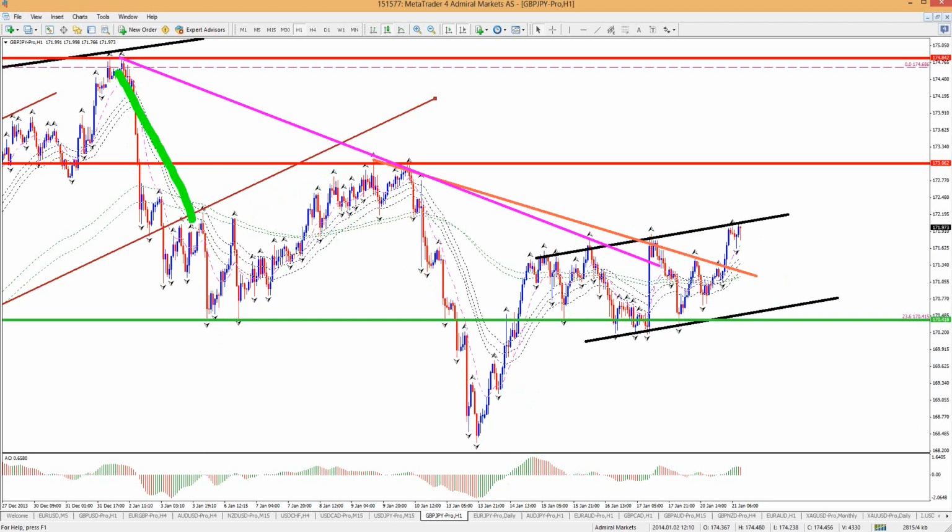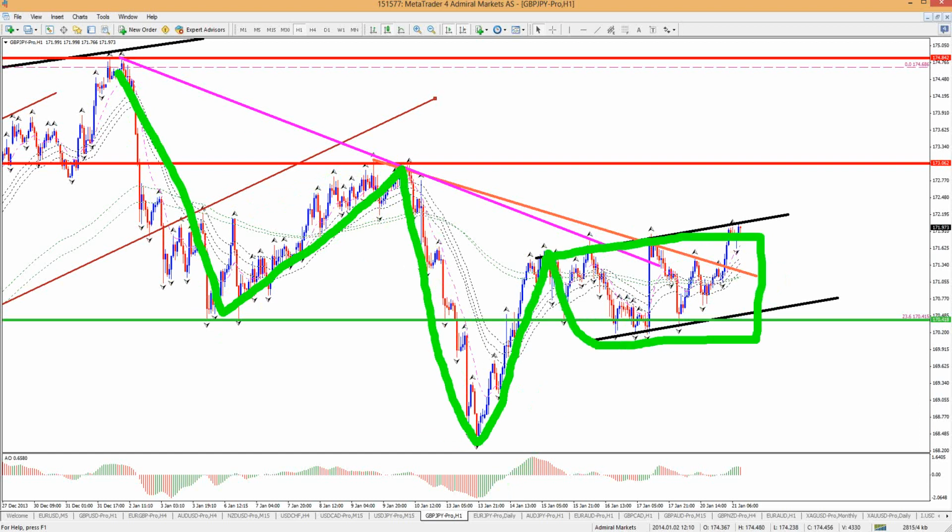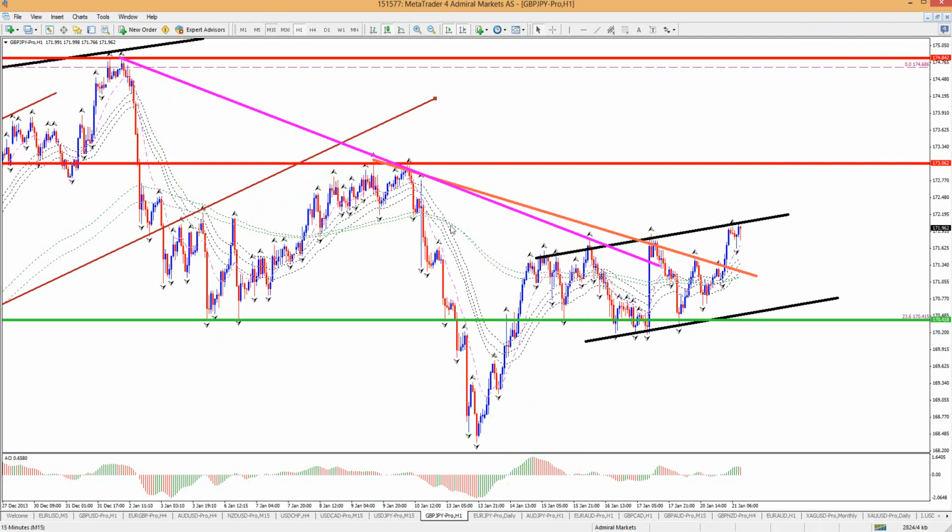This was an impulsive correction. This was a corrective correction. This was an impulsive correction. This was an impulse, and this is a corrective correction. And most likely, we can see or should see the break to the upside now. So down to the 15.